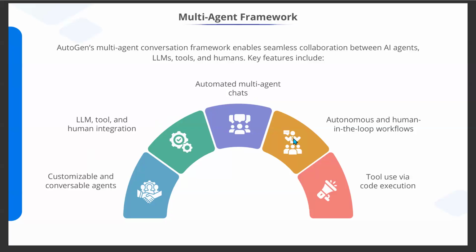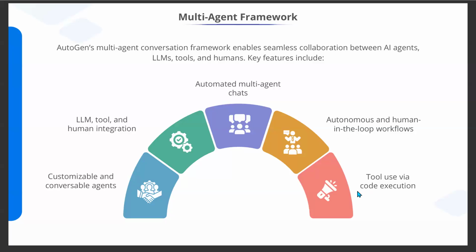When it comes to the fourth feature, autonomous and human in the loop workflow, AutoGen supports two types. What are they? Autonomous as well as human in the loop. Autonomous AI will perform the task automatically, whereas in human in the loop, a human supervises critical steps. It's like a medical diagnosis: AI suggests results, but a doctor confirms the final decision.